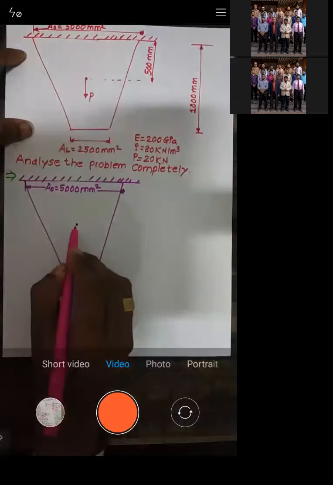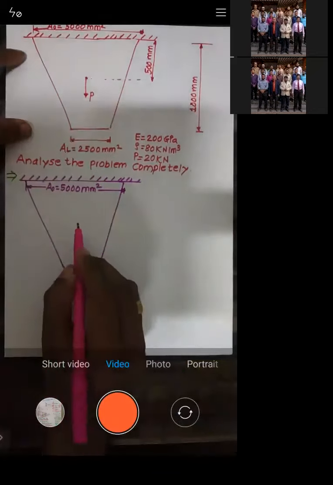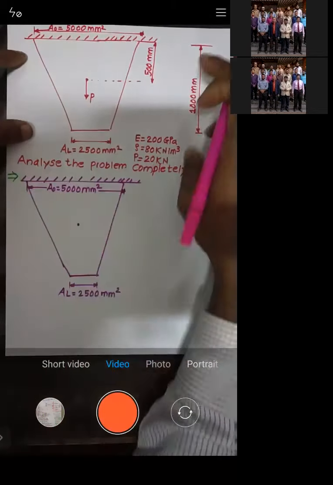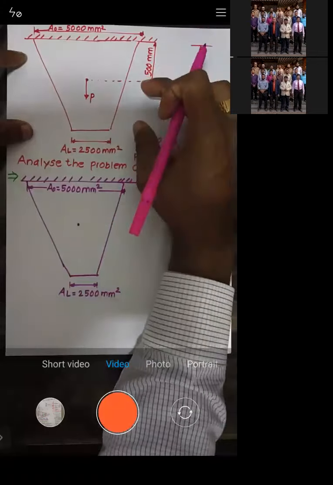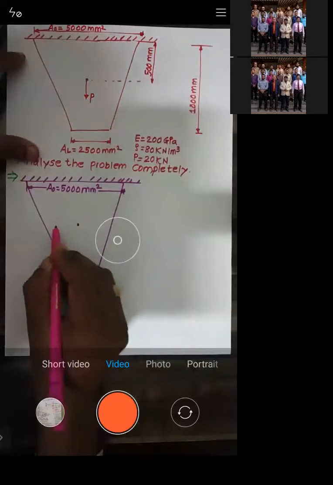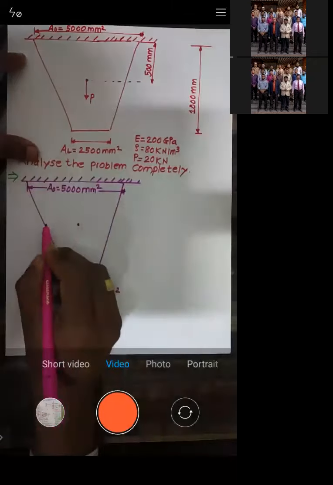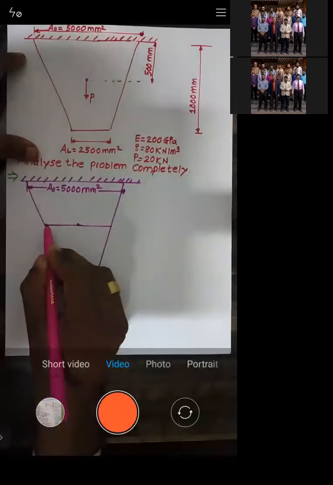So this is my node. What happens when you put this as a node? When you put this as a node, obviously this entire length of 1000 mm will get split into two elements of 500 mm each. So I will just draw a line here, from the point where they applied the load.